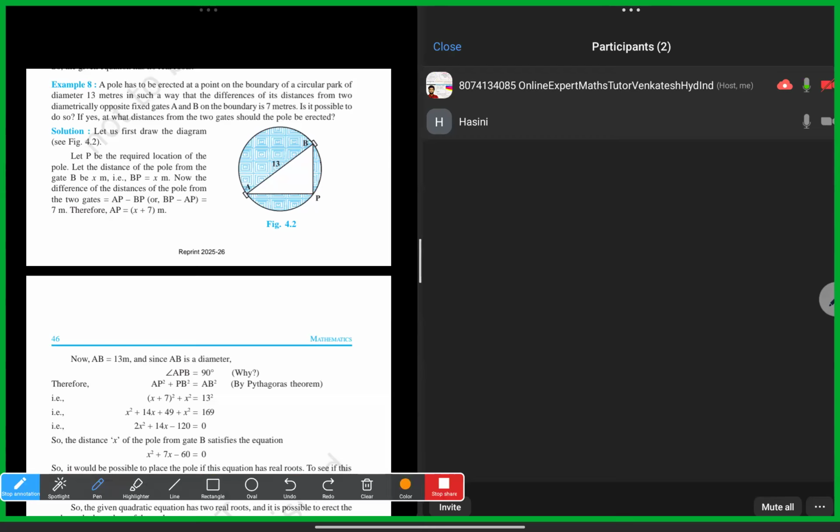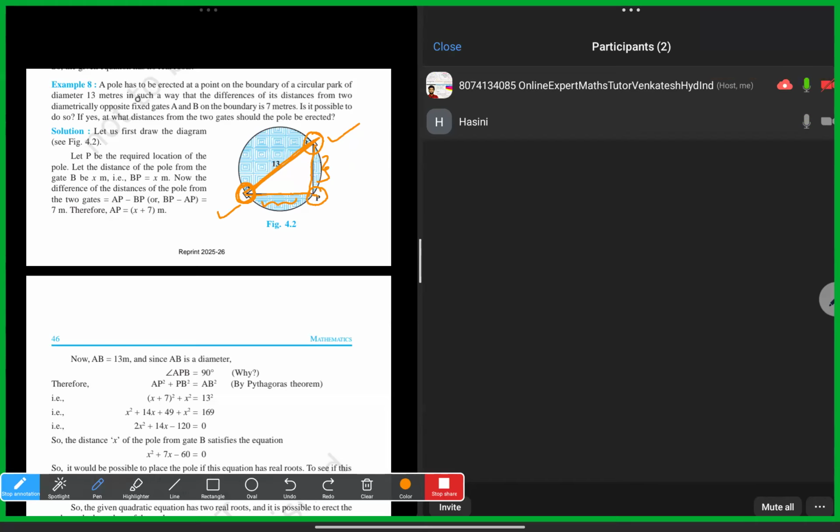Now what did they say? The difference between the distances of this pole from both the gates. This is one gate, which is one end of the diameter. The diameter's endpoints are the gates: this is the first gate, this is the second. When you join the pole to both gates, you get two line segments, this one and this one. Those two are certain distances, and their difference is given in this question.